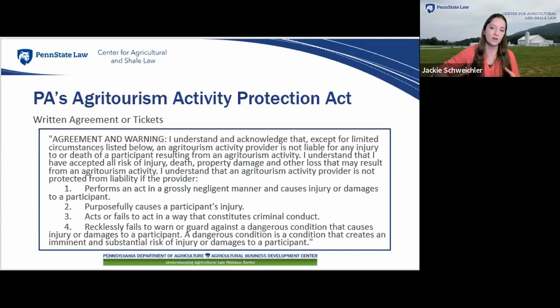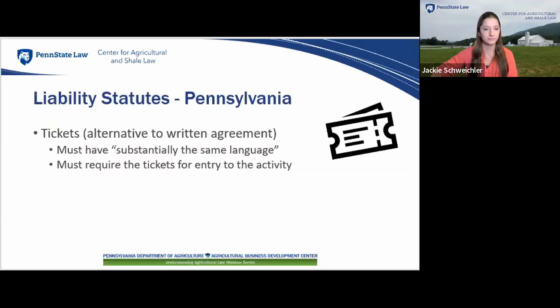I could have spread this out over multiple slides, but I wanted to make it very clear that the written agreement that has to be signed must contain all of this information. So just make sure that if you're preparing this written agreement for someone else, or if you're preparing it for yourself, it's all together. It's written in at least 10 point and in bold font. So this is the language that you need for your waiver.